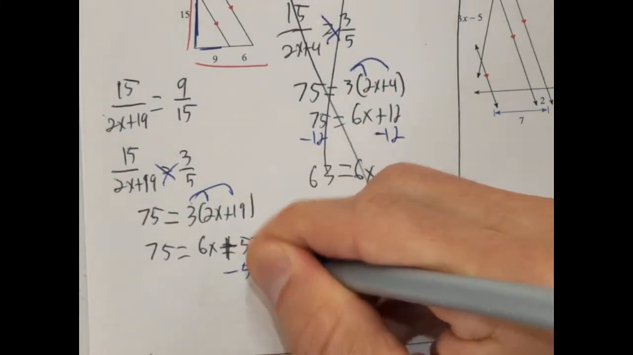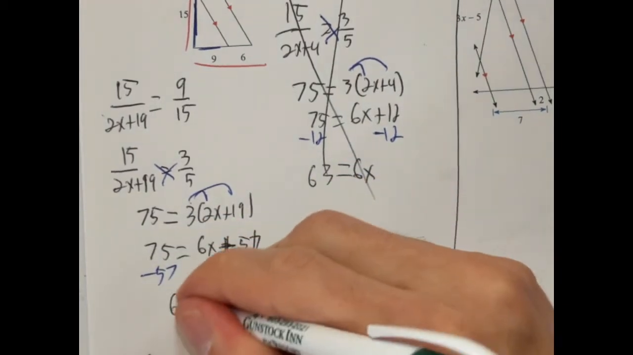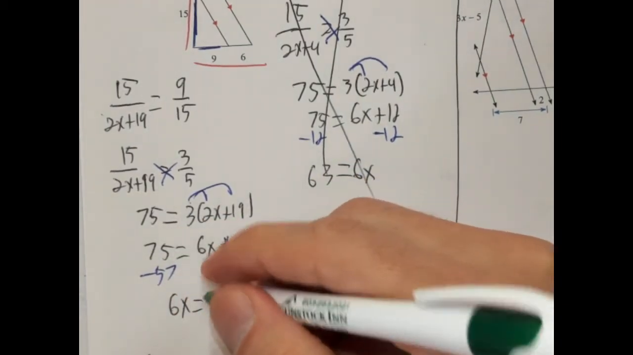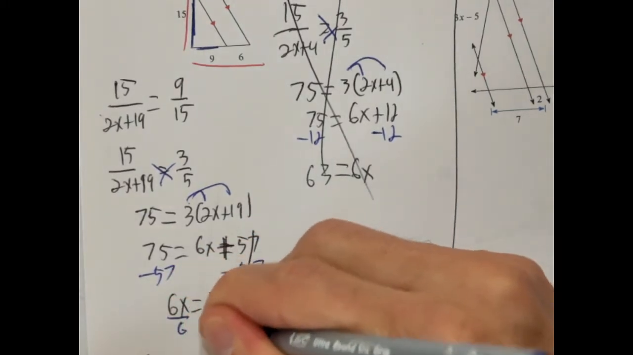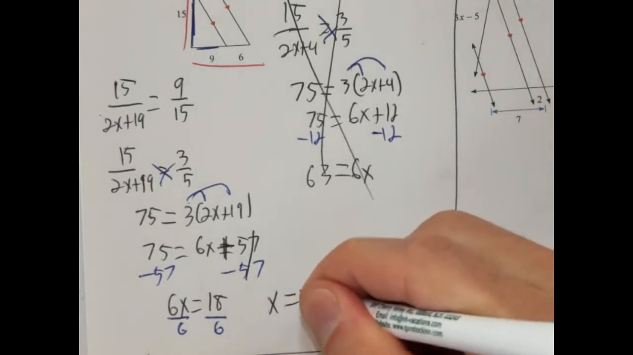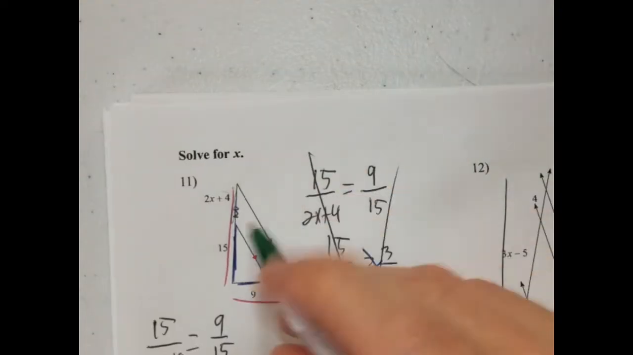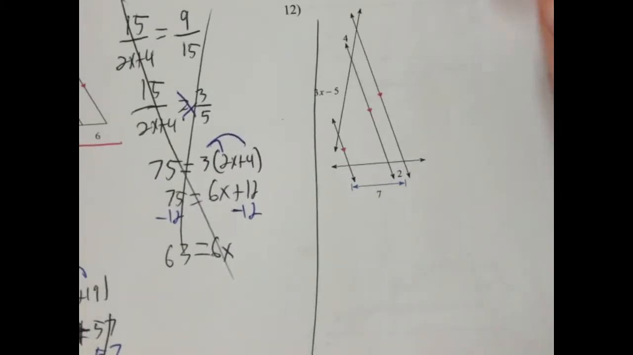Minus 57, minus 57. So 6x is going to equal, what, 18? Looks like, yep. Divide by 6, and x will be equal to 3. And I think it's asking us to solve for x. Yeah, we're solving for x. Okay, cool. All right, let's try this again.